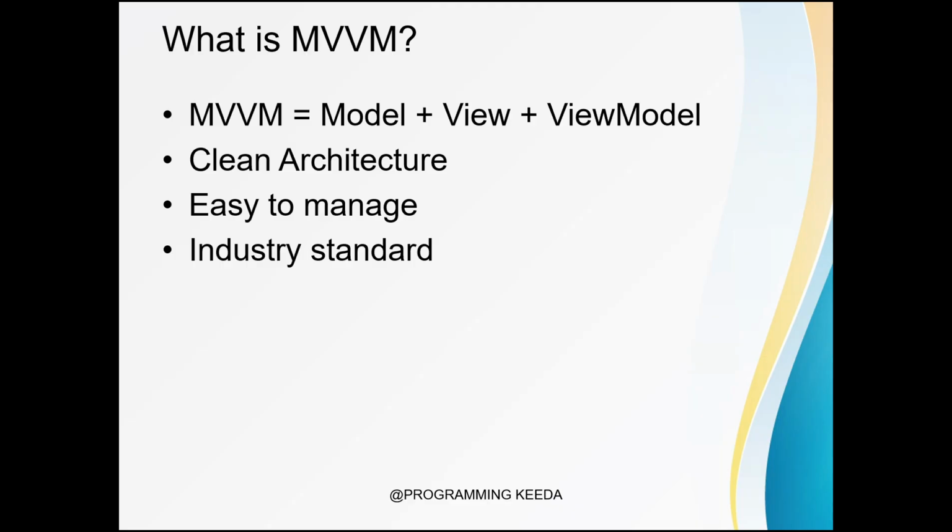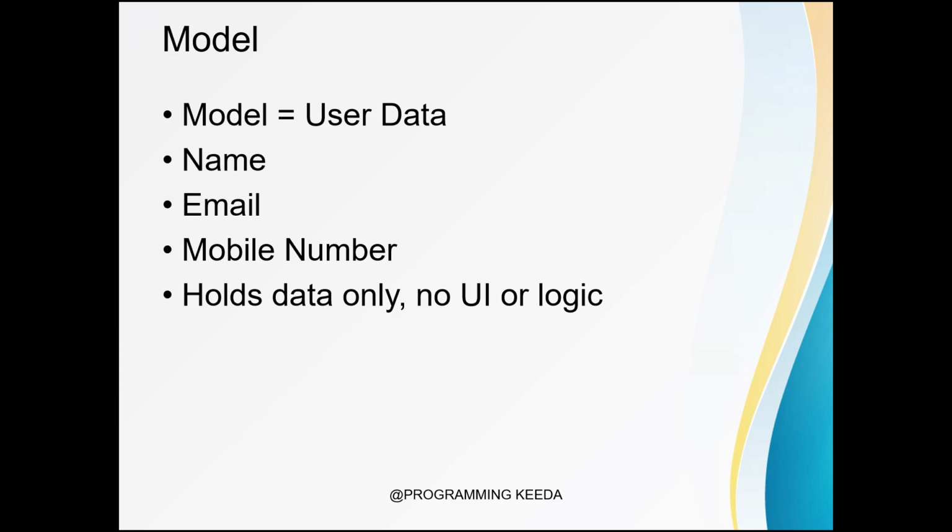What is a model? A model is just a data structure in our app. The user model contains the data for the name, email, and mobile number. It holds the data only, no UI or logic. The model does not know anything about the UI or logic. It is only there to hold the data.